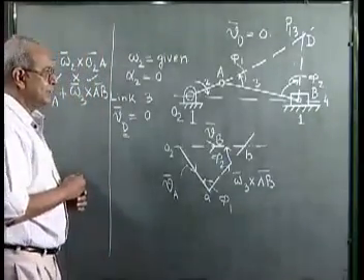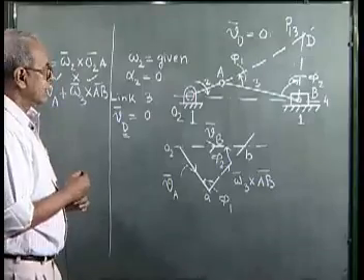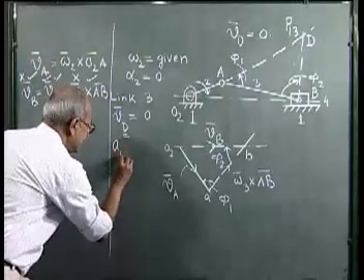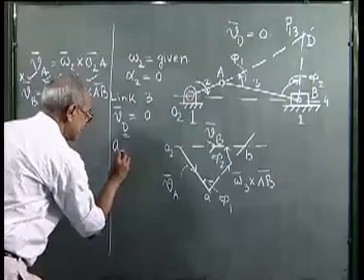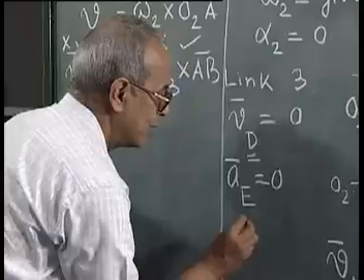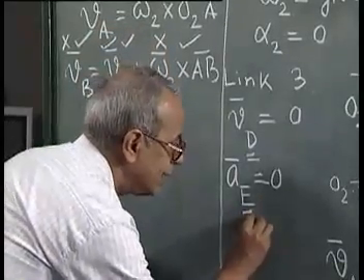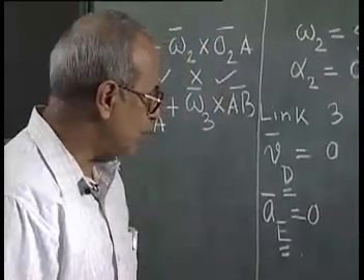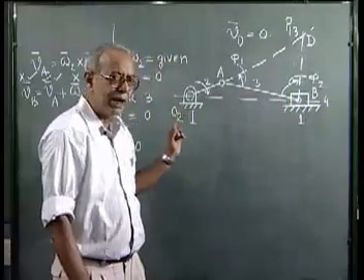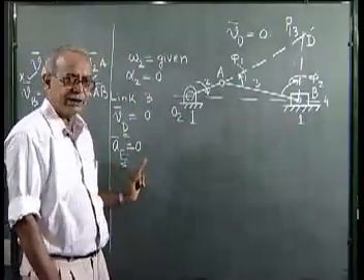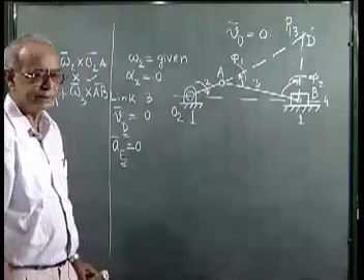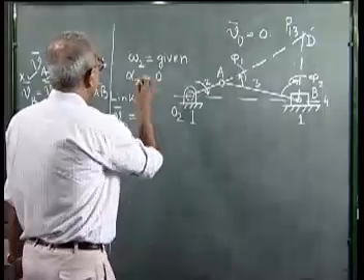The next problem is to determine the point, say, E, belonging to link 3, whose acceleration is 0 at this instant. We have to determine the point E. To determine the point E on link 3, which has zero acceleration at this configuration, let me first carry out the acceleration analysis.